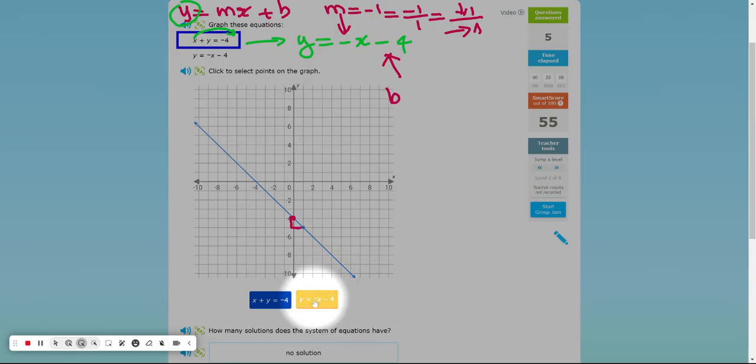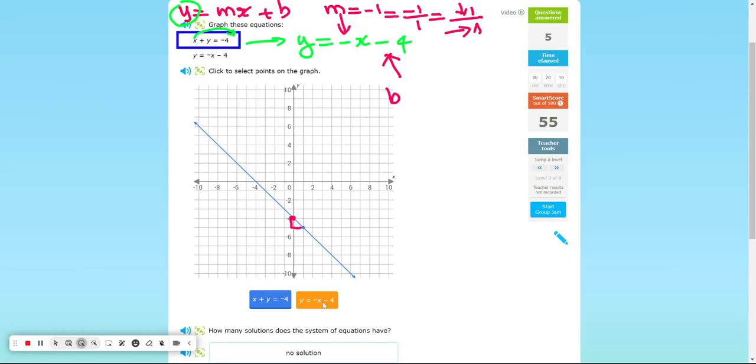Now click on the second line. Let's go and grab the second line. Here we go. Second line. Oh my God, it's identical. This is your second line right here. So what does it mean? They're on top of each other. The two lines are identical. So when you graph, they should be on top of each other.